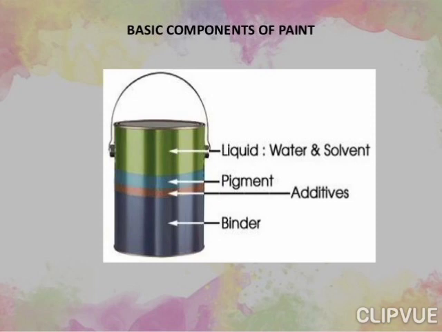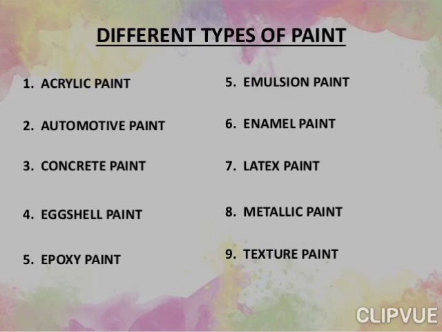Basic components of paint. Liquid part contains water and solvent. The pigment contains adhesives along with binder. The different types of paint: acrylic paint, automotive paint, concrete paint, eggshell paint, epoxy paint, emulsion paint, enamel paint, latex paint, metallic paint and texture paint.